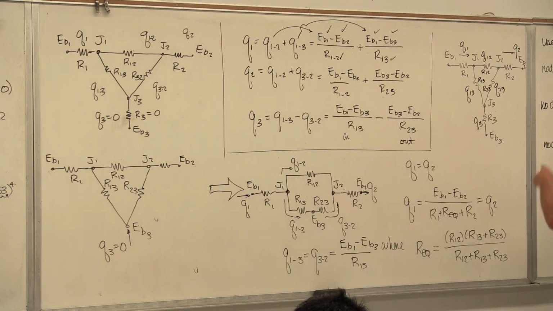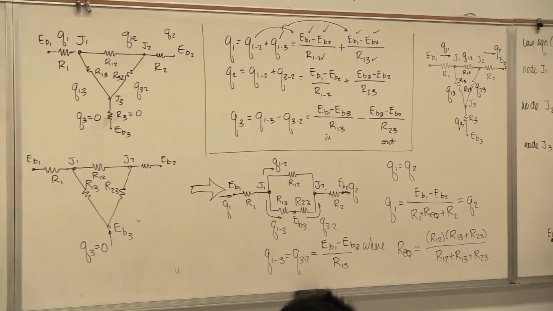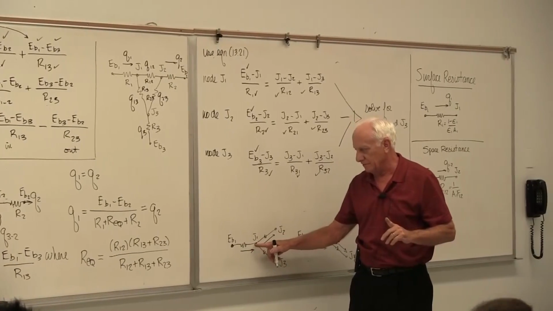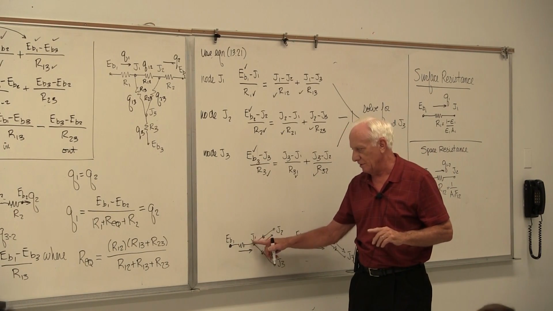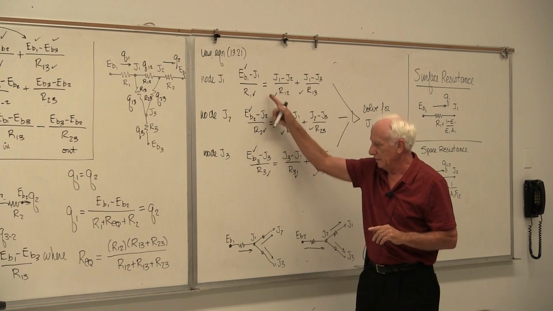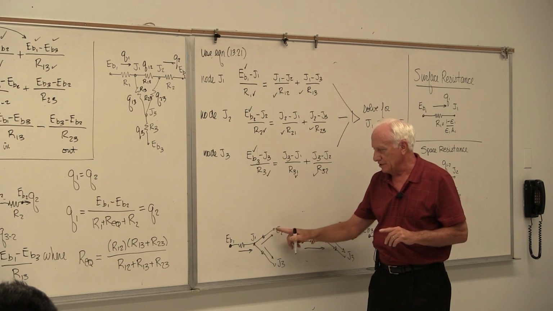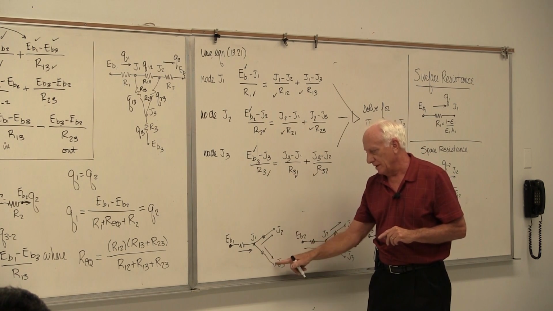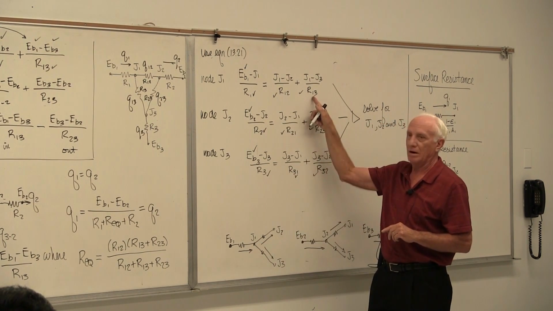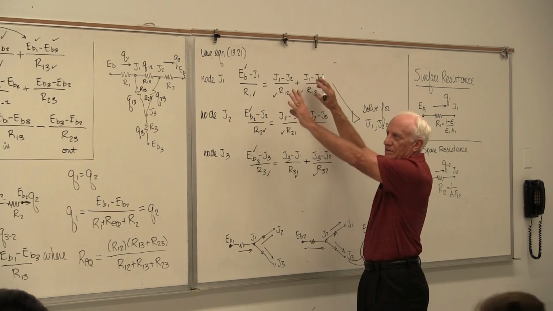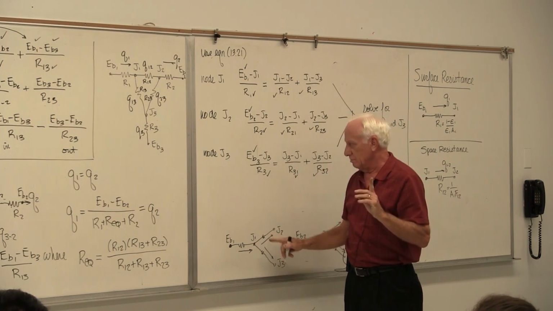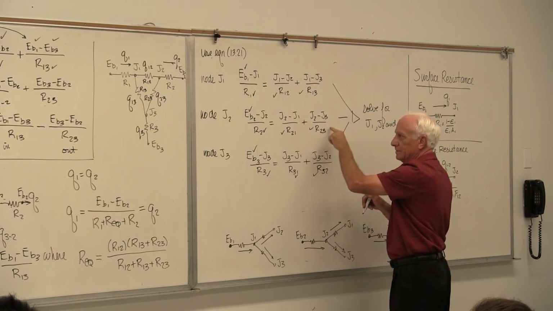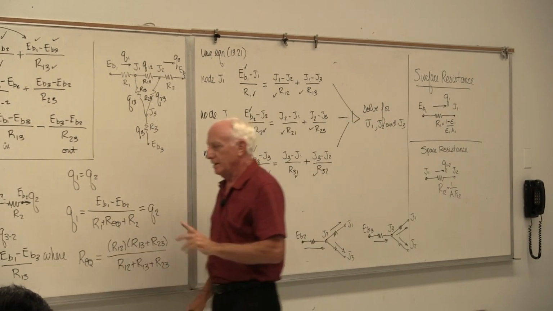All right, node J1. Here's the rule again. When you write the nodal equation, what comes into the node J1 from the surface is EB1 minus J1 divided by R1. Equals what goes out? J1 minus J2 divided by R12, plus what goes out? J1 minus J3 divided by R13. There. Got it. That checks. Node J2. Same thing, this equals this plus this. We've done it before. Now here comes a change.